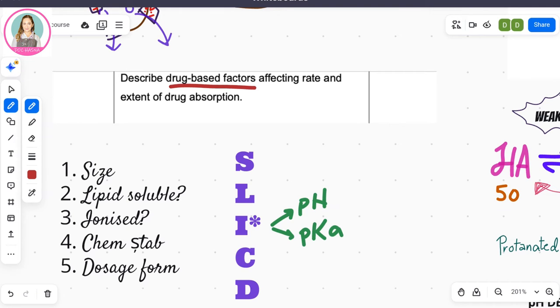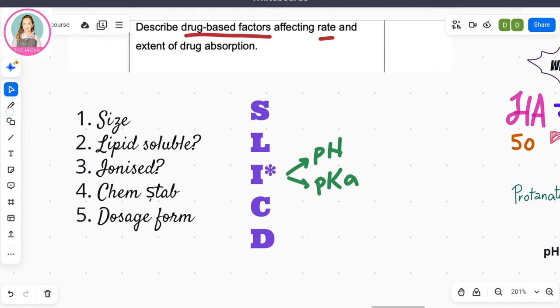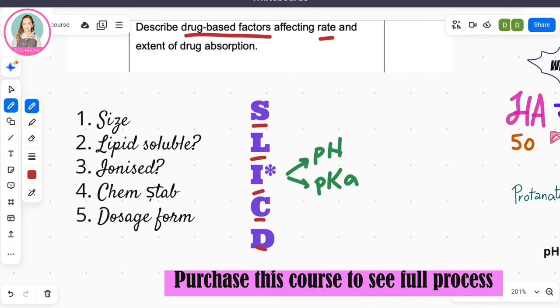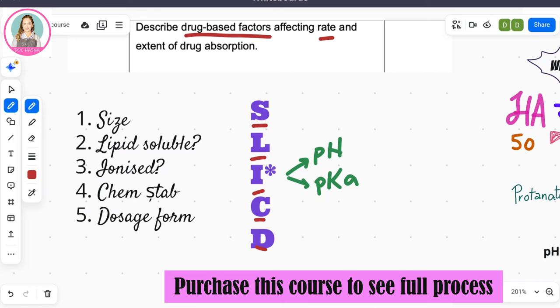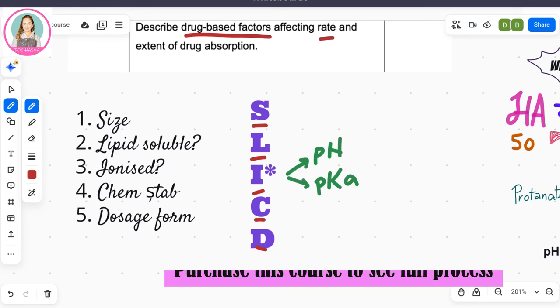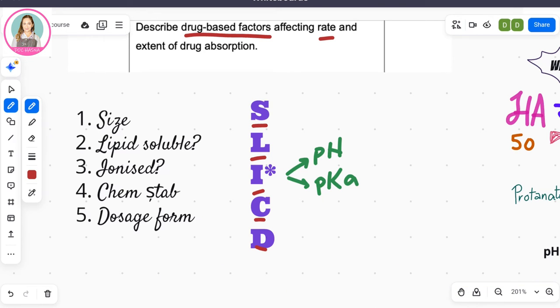So what are the drug-based factors affecting the absorption? The drug-based factors, not our body-based factors. No, it's going to be drug-based factors. So remember, I made a mnemonic for this. SLICD, sliced. Okay, sliced factors affect the drug getting absorbed, which means what are the properties of the drug which will encourage it to get absorbed or discourage it from getting absorbed. That's basically what they're trying to ask you.